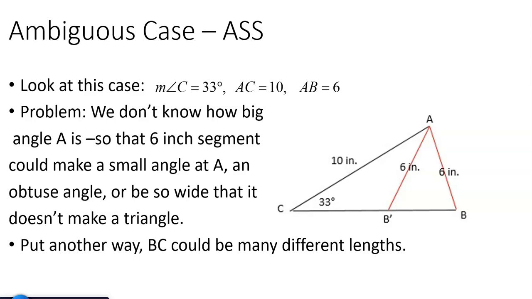I don't know whether that segment comes down here, right, and forms an obtuse angle down here, or comes out here and puts the wider angle at the top and the smaller angle at the bottom. So it's like there's a hinge here where it moves back and forth. That 6-inch piece could come down here and create one triangle, or it could swing out and make the other triangle. So that length BC could be many different lengths depending whether it's on the inside here, on the outside there, or somewhere in between.